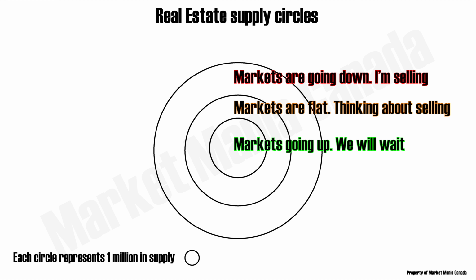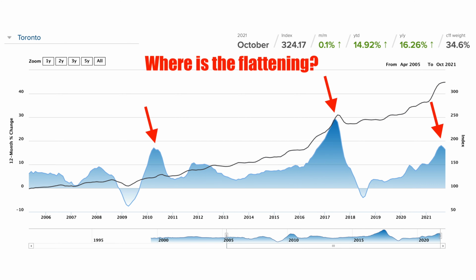Markets are flat, thinking about selling. That's the next one, because when markets flatten off, people start to think, well, maybe it's time that we sell. And that's when you get that increase in supply. And that's why markets never go like real estate professionals are saying right now, that we're going to see a quote-unquote flattening in prices. Well, that never happens after a big move upwards. We just never see that. Take 2016, 2017 as an example of that.